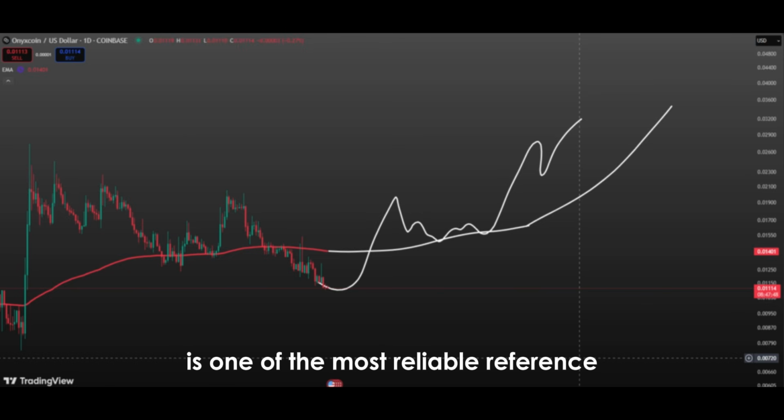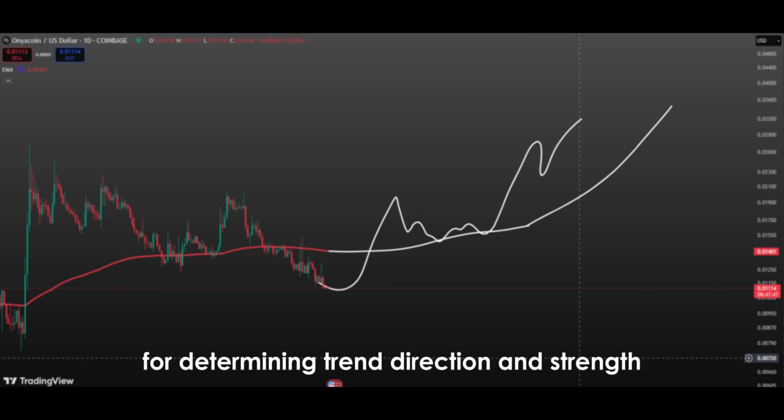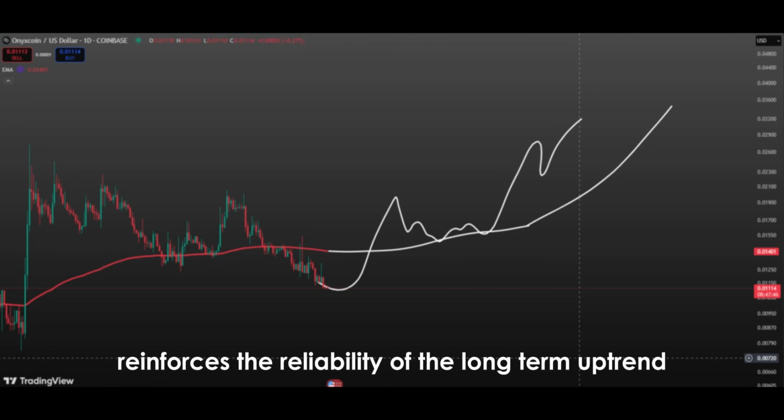The 200 EMA is one of the most reliable reference points in technical analysis for determining trend direction and strength, and maintaining the price above this level reinforces the reliability of the long-term uptrend.